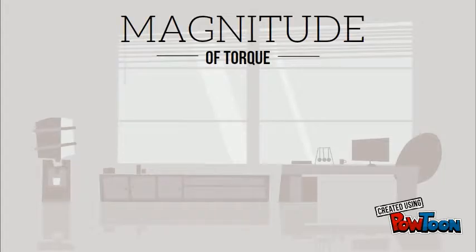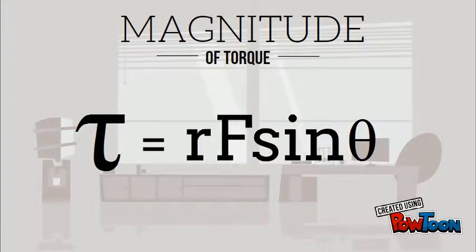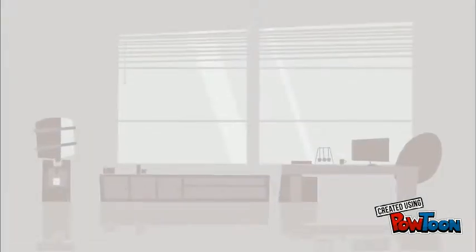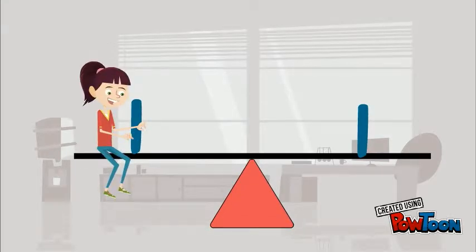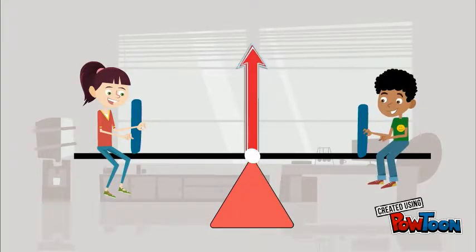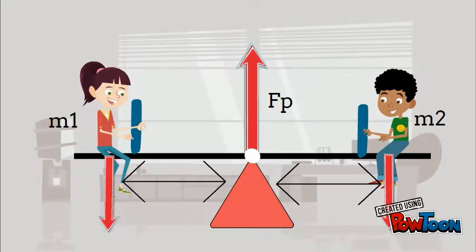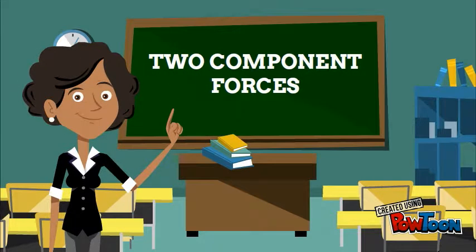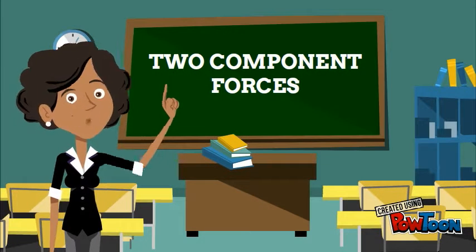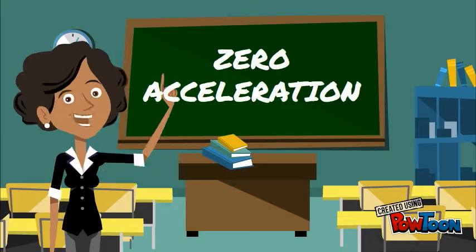The magnitude of torque about the axis of rotation is defined to be torque equals r F sine theta. A seesaw, as shown, is an example of static equilibrium. An object in static equilibrium is one that has no acceleration in any direction, while there might be motion such that the motion is constant. In two component forces, an object with constant velocity has zero acceleration.